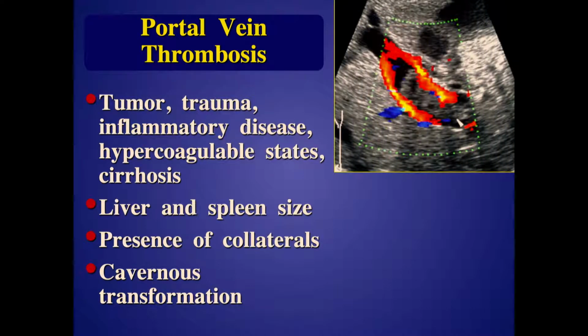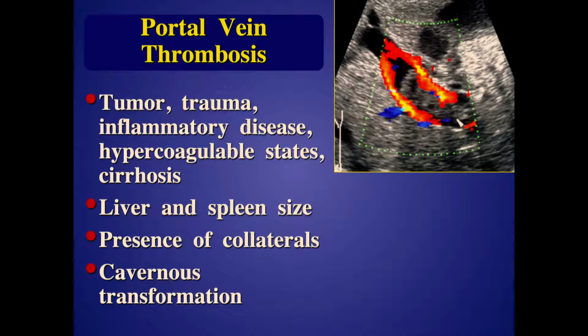Here's an example of thrombus in the portal system. This may be related to a number of different etiologies. It could be related to tumor, such as hepatoma, trauma, inflammatory diseases, Crohn's disease, inflammatory bowel disease, hypercoagulable states, or cirrhosis. Again, expect to see changes in the size of the liver and spleen.